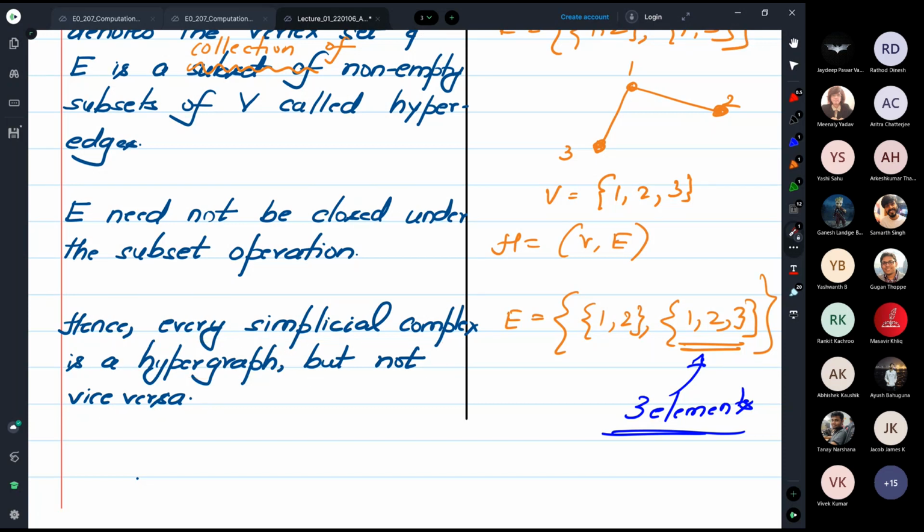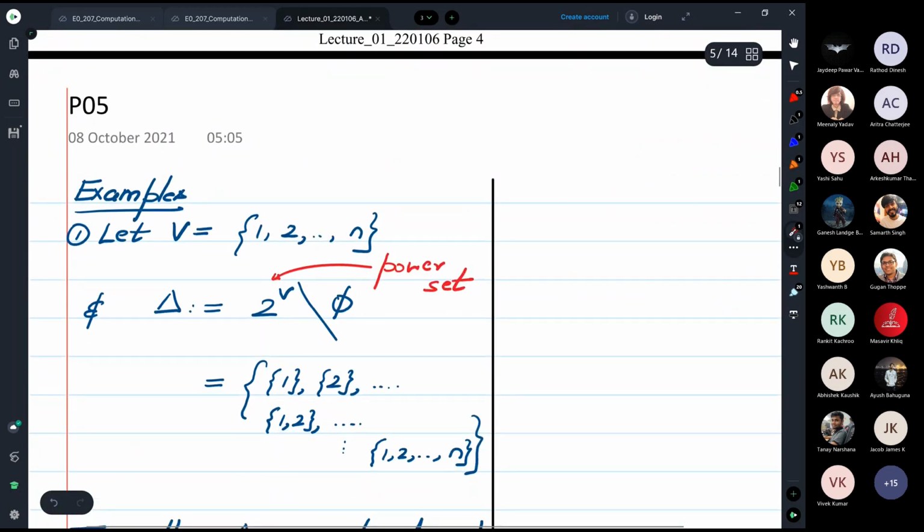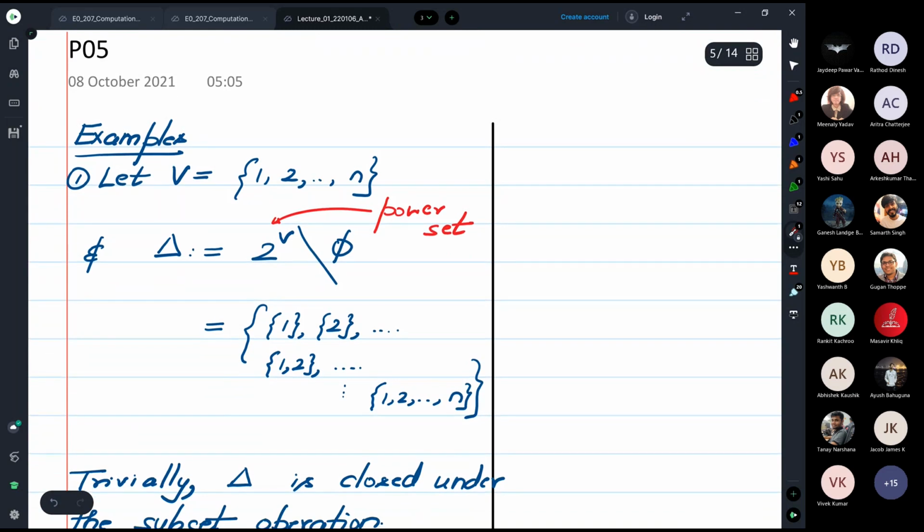Is this okay? So a hypergraph is also a collection of subsets, but we do not require that this collection of subsets be closed under the subset operation. If you impose this additional condition, then a hypergraph will become a simplicial complex. Okay, so let us look at a bunch of examples, and then it will become clear what a graph is, what a hypergraph is, and what a simplicial complex is.